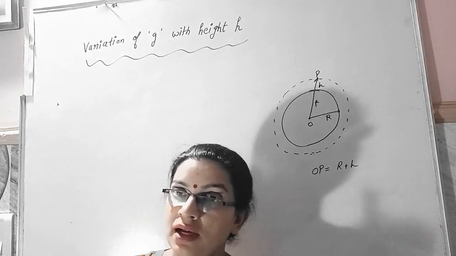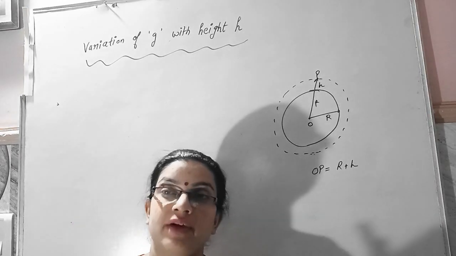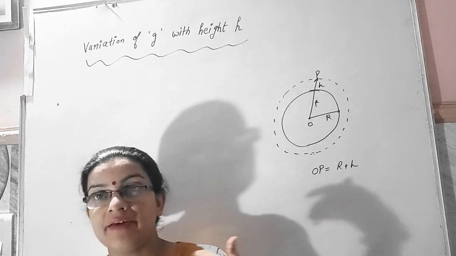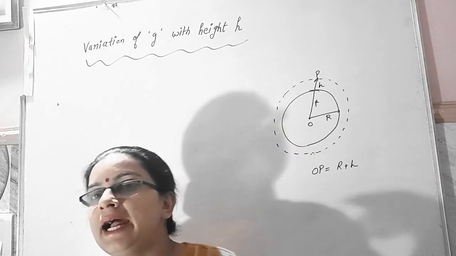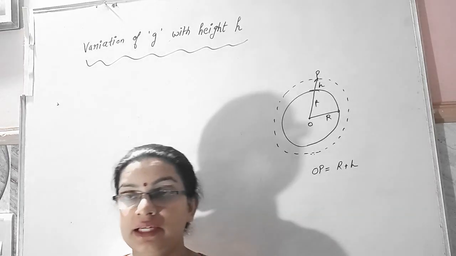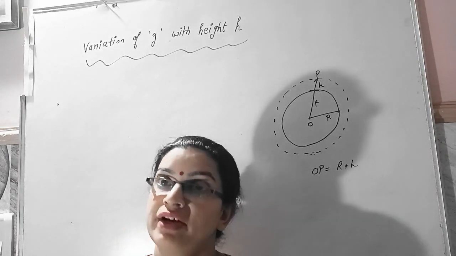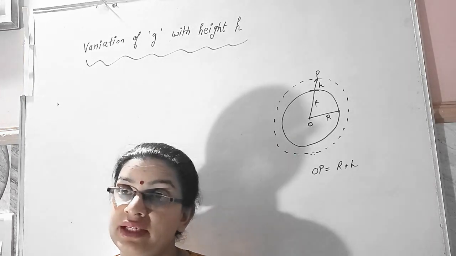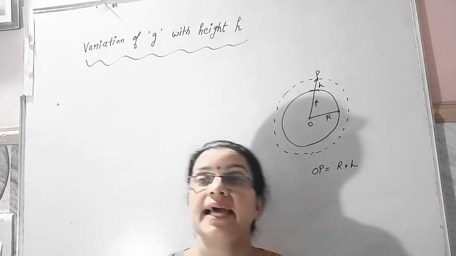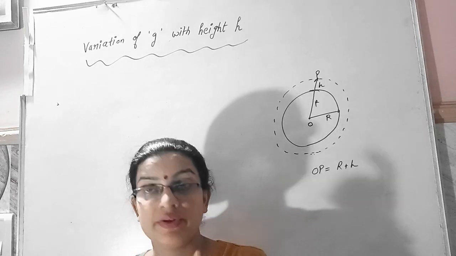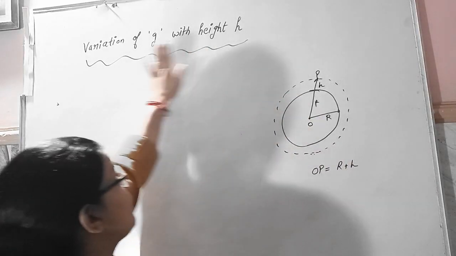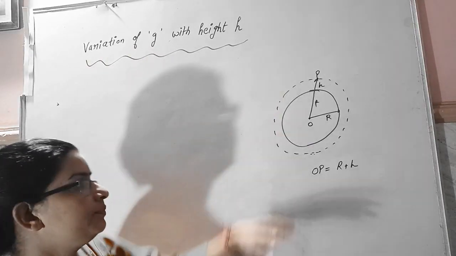So, beta, g, acceleration due to gravity, is defined as the acceleration produced by a freely falling body. That simply means that if we have a body in the state of free fall and the acceleration is produced in it just because of the gravitational force of attraction of Earth, in that case we will say that it produces acceleration due to gravity. So how does this acceleration due to gravity vary with height? Okay, so let's discuss this. Today's topic is variation of g with height h.